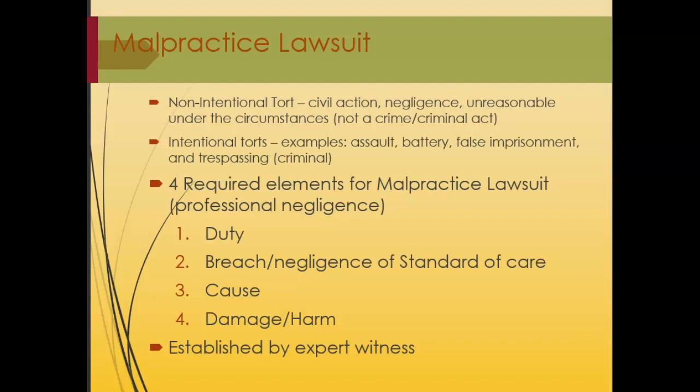But there really isn't something that is criminal or a criminal act or an actual crime. Intentional torts, on the other hand, are actual crimes. Things like assault, battery, false imprisonment, trespassing. Someone died as a direct result of something I did that would be considered more intentional than just malpractice.